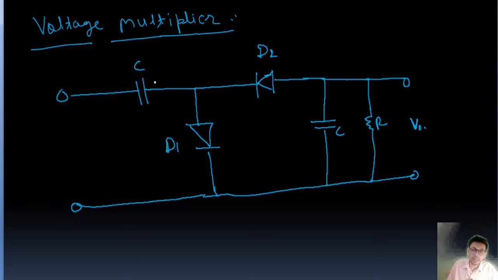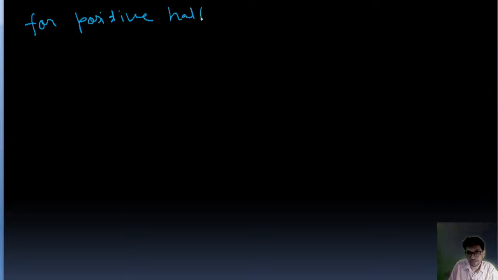So this is a voltage multiplier, guys, and here you can see these are capacitors C1 and C2, and these are diodes D1 and D2. So now we have to check. The input voltage is like this, a sinusoidal wave. So now for the positive half cycle.